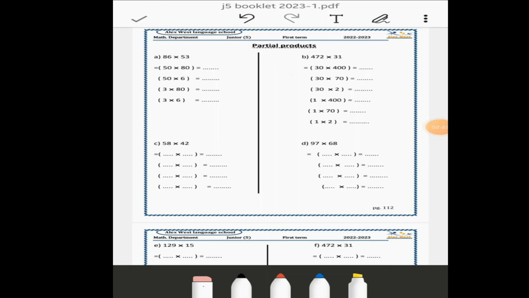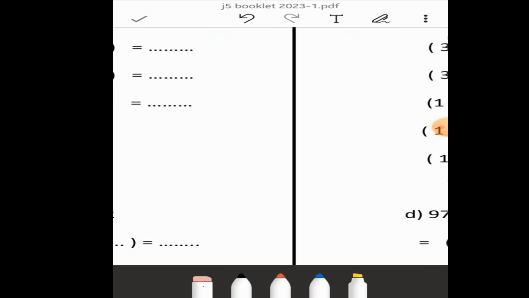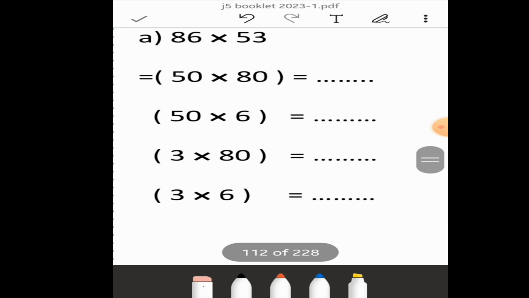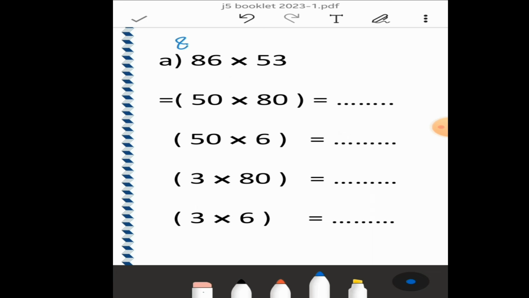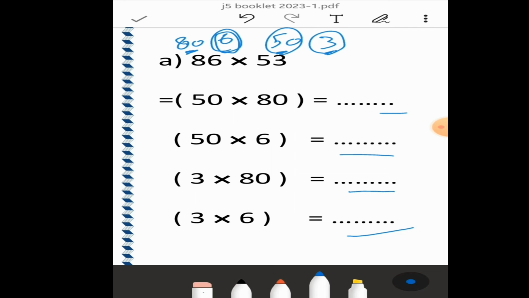And now let's take an example from partial products, 86 times 53. So here, if we decompose each number, 86 will be 80 and 6, and 53 will be 50 and 3. And then we multiply 80 one time by 50 and 80 another time by 3. And then multiply 6 one time by 50 and 6 another time by 3. And get all of these products here and add all of them to get the final product.